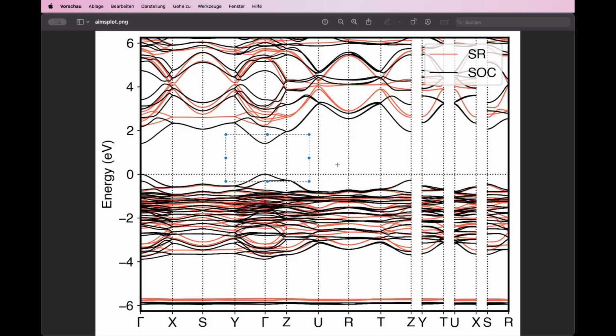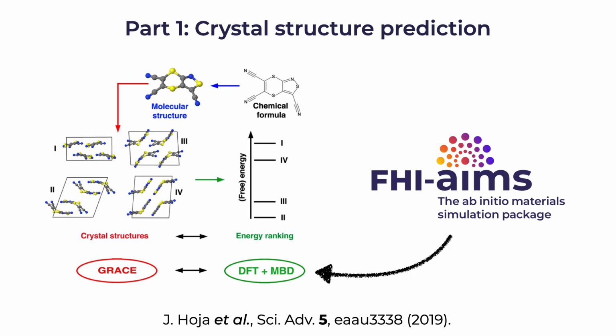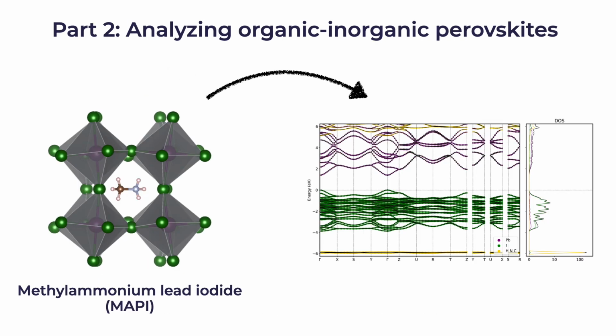Congratulations, you are now also done with part 2 of this tutorial. As we've seen in both part 1 and part 2, we learned how to run dispersion-corrected DFT calculations with FHI-aims, in particular with hybrid functionals for both molecular crystals as well as hybrid organic-inorganic perovskites. We hope this tutorial has been useful to you and you can use some of this in your future work. Happy simulating!